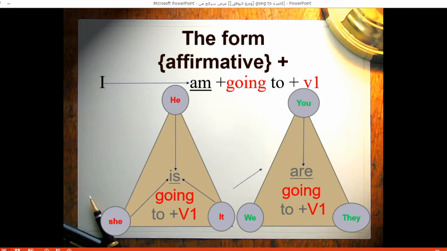Also, we are going to play. They are going to play. So the form in front of me is the affirmative form of the going to rule. I think it's so easy. Okay.